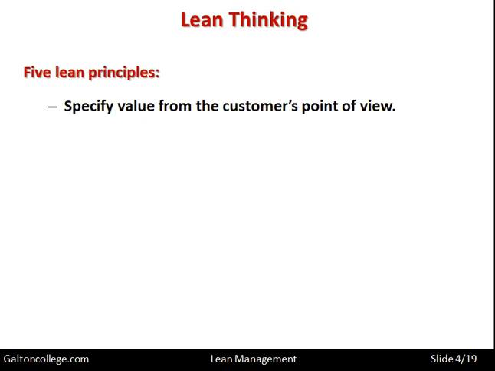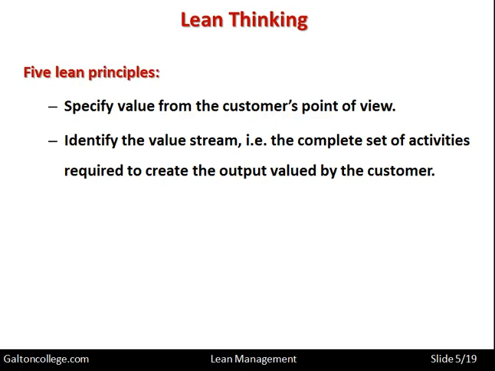So, first of all, specify value from the customer's point of view. We look at the specifics of the requirements of the customer. What specifically does the customer require? And we specify it, we measure it, we value it, and we're looking at the whole work from the customer's point of view. We're looking at the output, the quality, all issues associated with production. In fact, the whole emphasis here is on looking at the customer's point of view. How is it seen from the customer perspective?